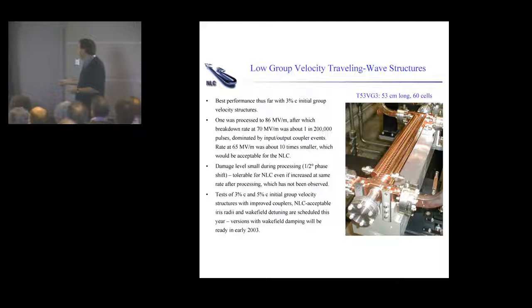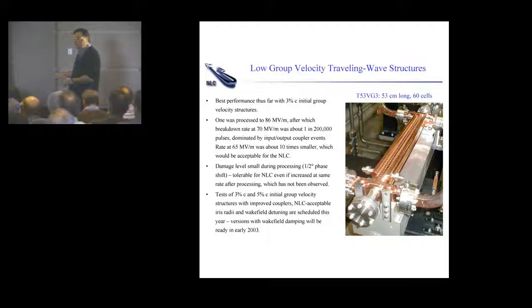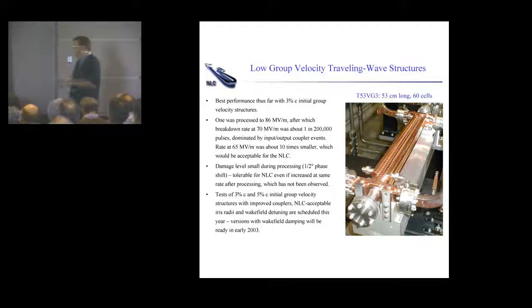And fortunately, we think that at that level, most of these trips are occurring just at these input and output couplers, and we have solutions that we think will improve that. But even if you didn't do that, if you drop down to 65, you get down to levels that are acceptable for the NLC. Also, this damage level, the amount of phase advance that occurs when you start to chew off the irises, is an acceptable value.